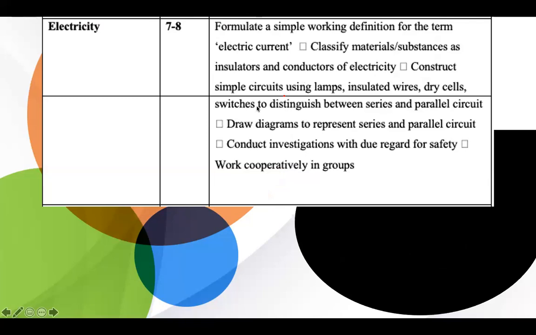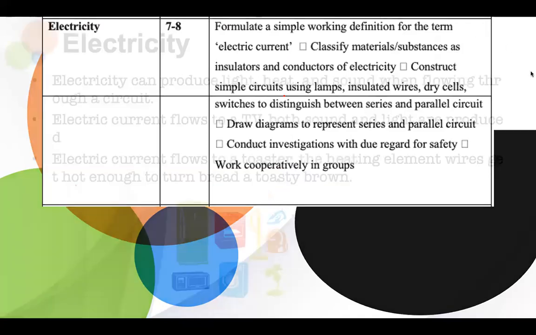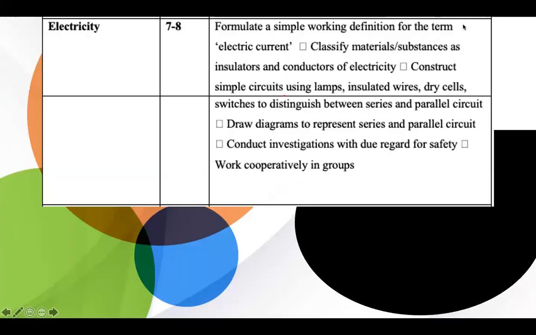All right, so essentially we want to formulate a simple working definition for the term electric current. We want to classify materials or substances as insulators and conductors of electricity, which we did last week. We want to construct simple circuits using lamps, insulated wires, dry cell switches to distinguish between series and parallel circuits. You need to draw diagrams to represent series and parallel circuits and conduct investigation.